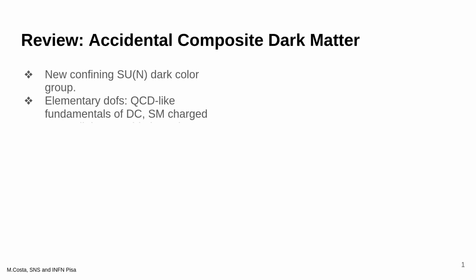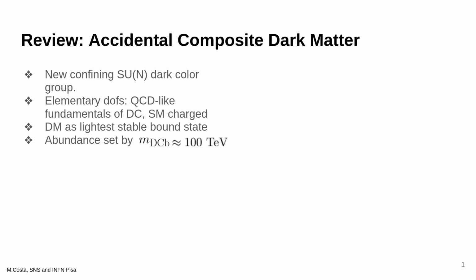So, what are ACDM models? They are dark matter models in which you have a confining dark color group based, for example, on SU(N). The elementary degrees of freedom are dark quarks, which are QCD-like fermions in the fundamental of dark color and with a non-trivial standard model charge. Dark matter is the lightest stable dark baryon, and in the light dark quark limit, the abundance is simply set by one parameter, which is the mass of the dark baryon, and the relic abundance is reproduced by taking the dark baryon in the 100 TeV range.